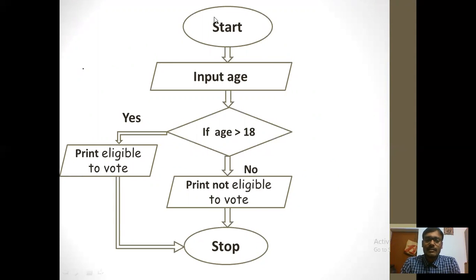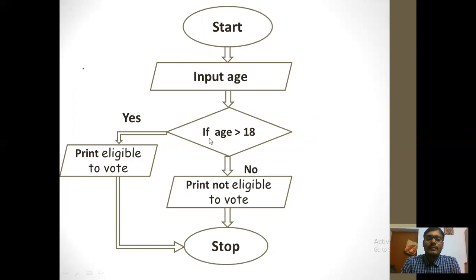It begins with the start symbol, which is elliptical in shape. Then the flow line is denoting input age. This is a parallelogram symbol. You have to input the age of the person. Now, the flow line indicates the flow comes to this part of the flowchart. Now, this is the condition symbol, the condition or test symbol. It will decide whether the condition is true or not. So, if age is greater than 18 years.